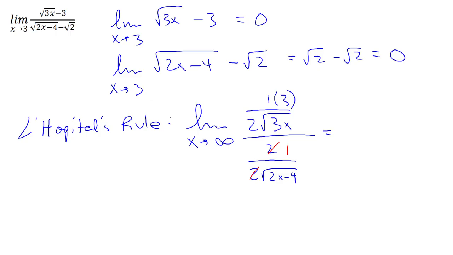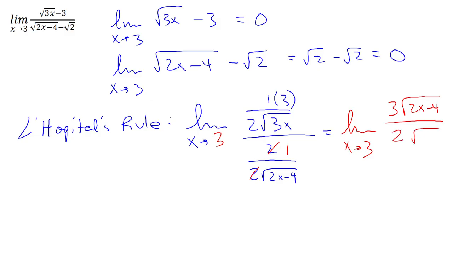And then we can rewrite this, simplify it a little bit. Not sure why I wrote infinity here. Let's change that back to the 3 that we're doing. The limit as x approaches 3. And we're going to have 3 times root 2x minus 4 in the numerator over 2 root 3x in the denominator, right? Because if you multiply by the reciprocal there, that root 2x minus 4 is going to go all the way up to the top.